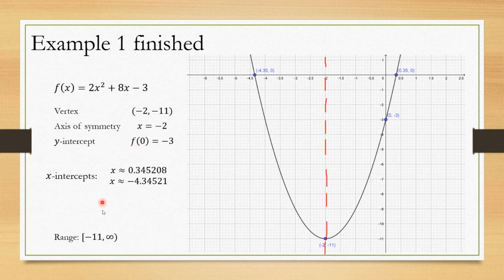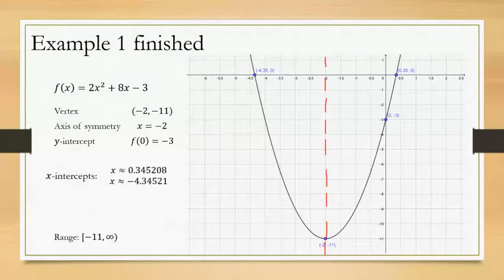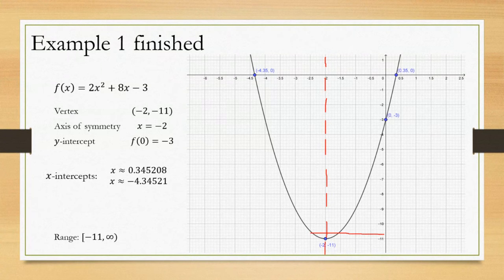For the range, we were right. It was from minus 11 to infinity. Okay. Now you could actually get that from the graph as well, mostly because if you remember from section 2.4, you could think about taking the graph and pushing it horizontally onto the y-axis. And what you would end up with would be the range.